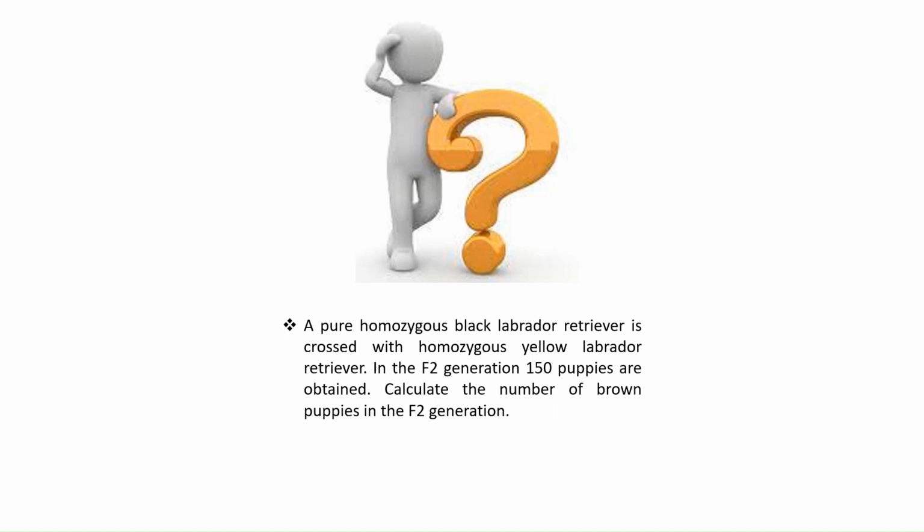Now, one question from my end for you all. A pure homozygous black Labrador Retriever is crossed with homozygous yellow Labrador Retriever. In the F2 generation, 150 puppies are obtained. Calculate the number of brown puppies in the F2 generation.